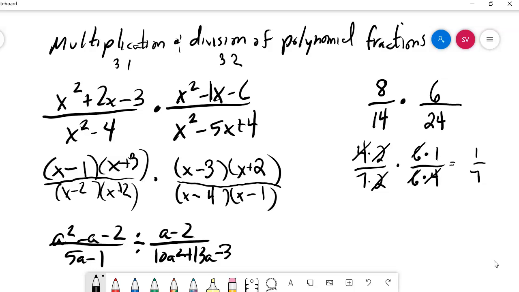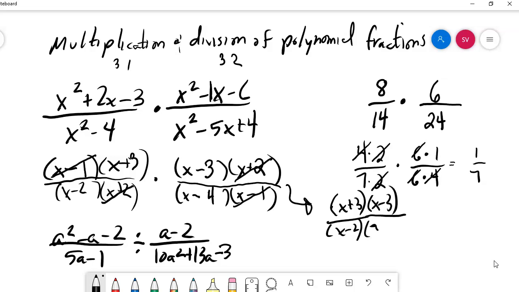So now we look into canceling similar terms. I have an x plus 2 and an x plus 2. And I have an x minus 1 and an x minus 1. It looks like there is nothing else that is common that could be canceled vertically or diagonally. So therefore, I'm going to be left with, I'll show that down here, the answer: the quantity x plus 3 times the quantity x minus 2 times x minus 3 over x minus 4. And that would be our final answer there.